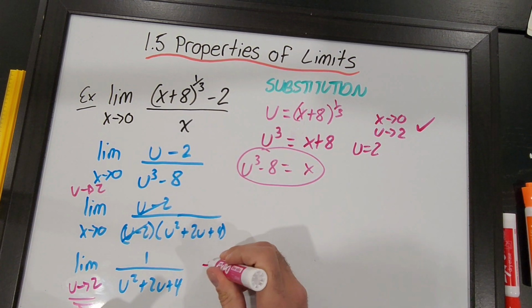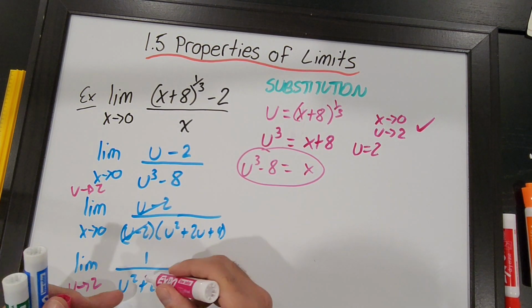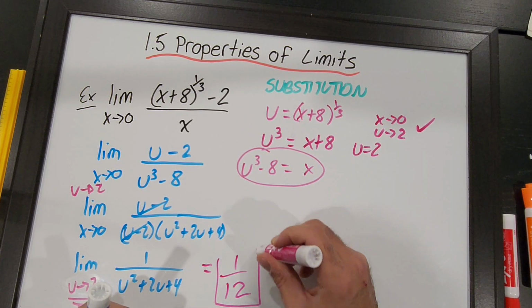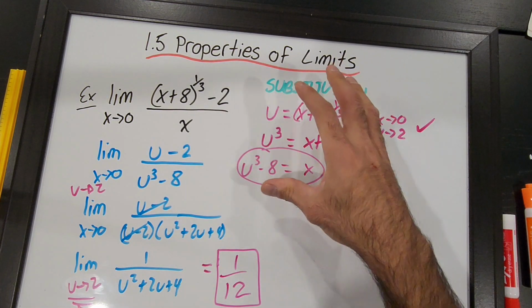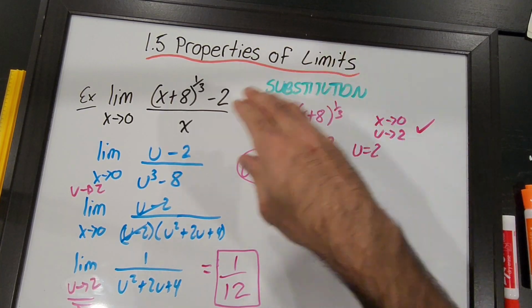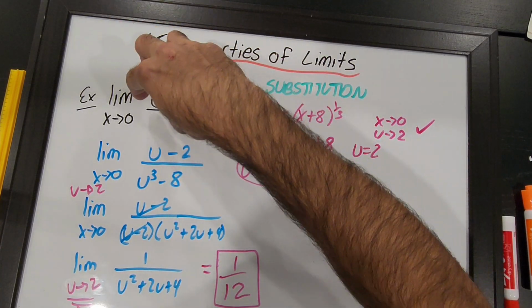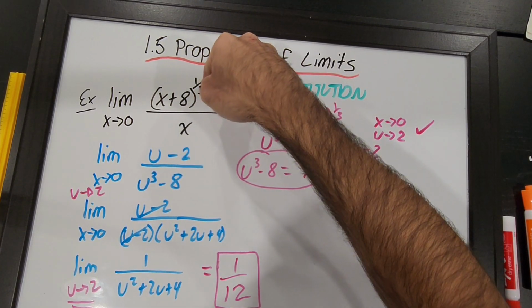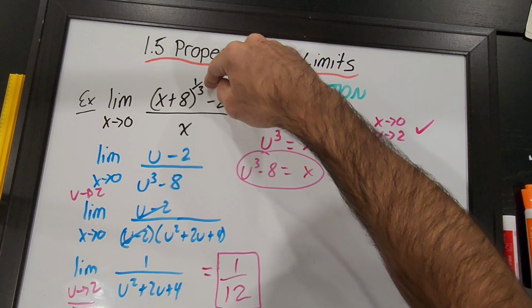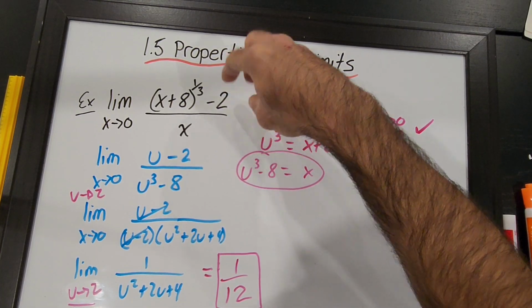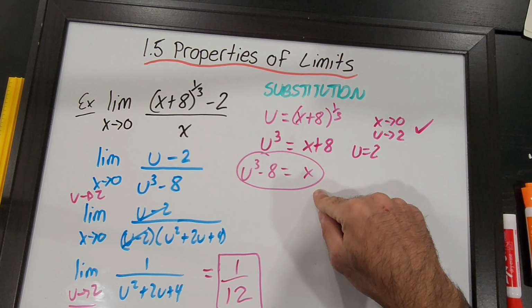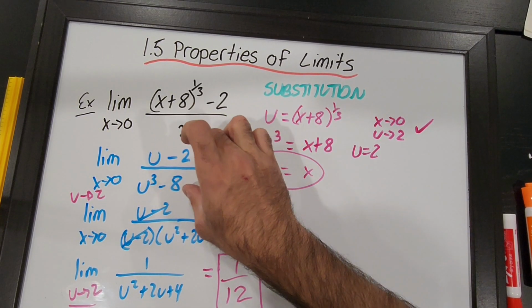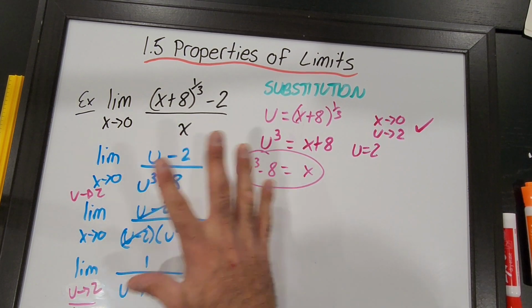Well, I'm going to plug that in. 2 squared, 2 times 2, 4. My answer is 1 over 12. Done. Okay. Substitution looks complicated, but all I'm doing is taking the thing that I don't know what to do with. I can't multiply by the conjugate here because it's a third root. It's not a square root. So because I can't multiply by the conjugate, I can substitute, solve for x, and now I have variables for u and x. Now when I plug these in, I can do math.